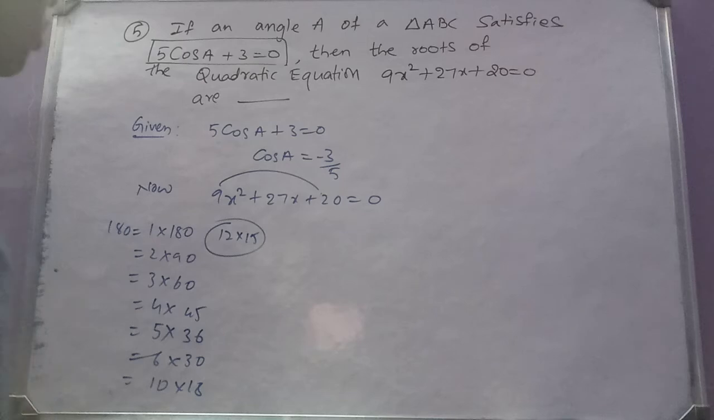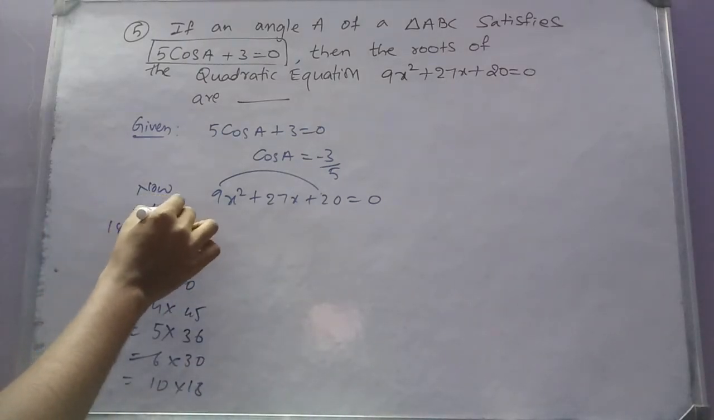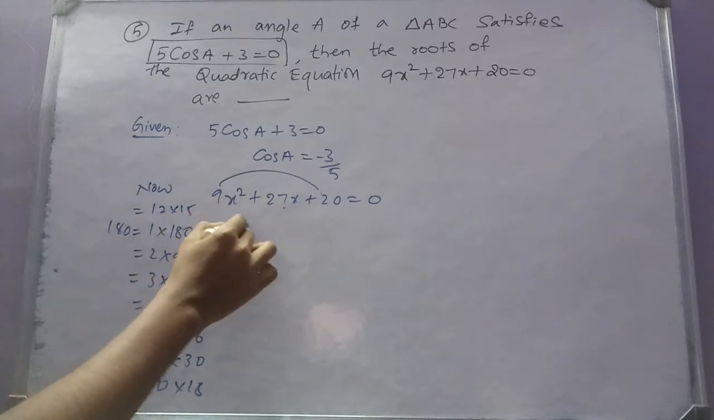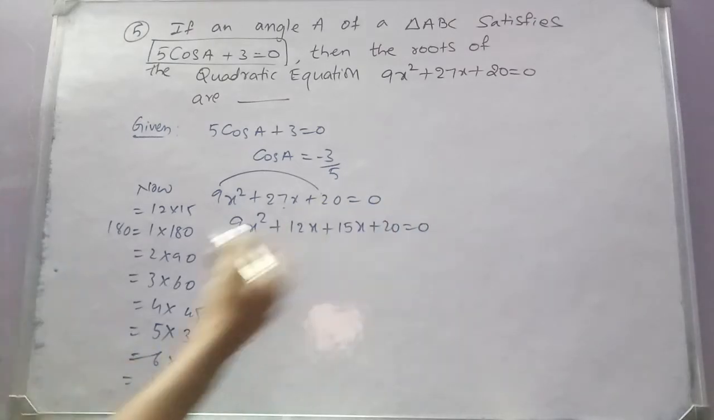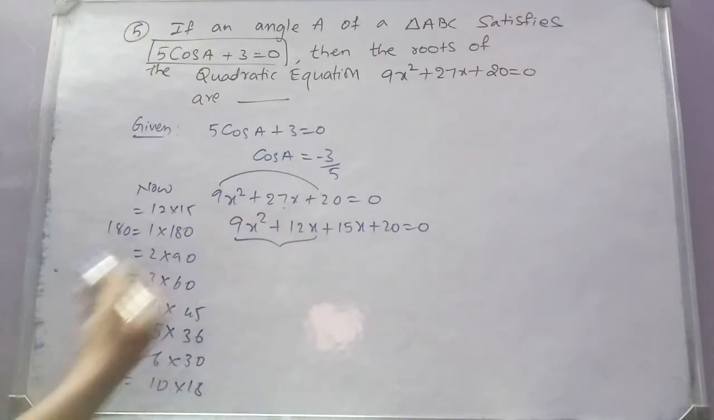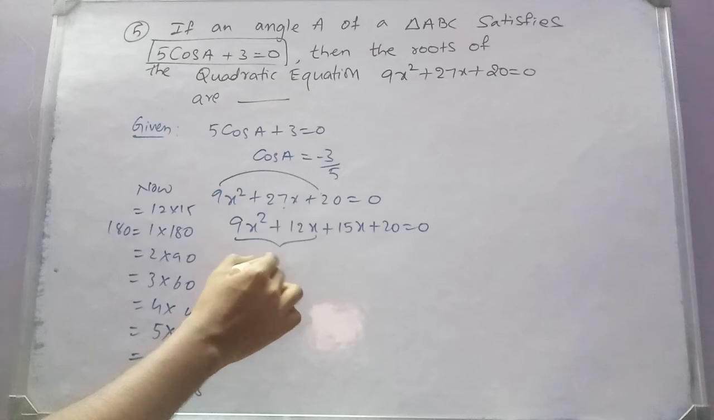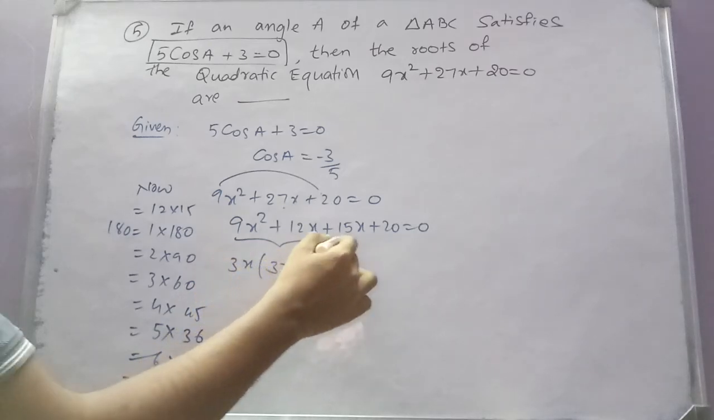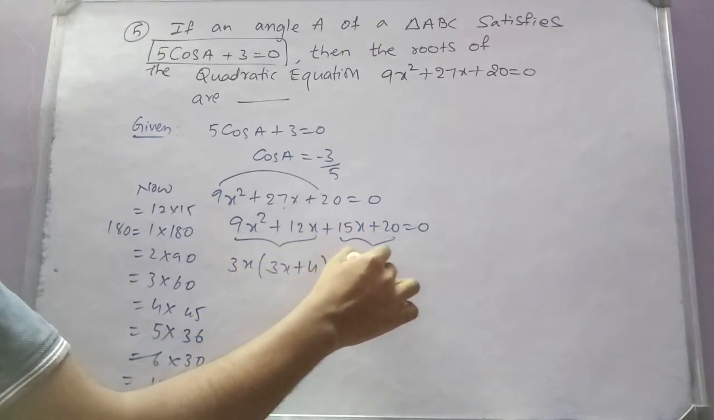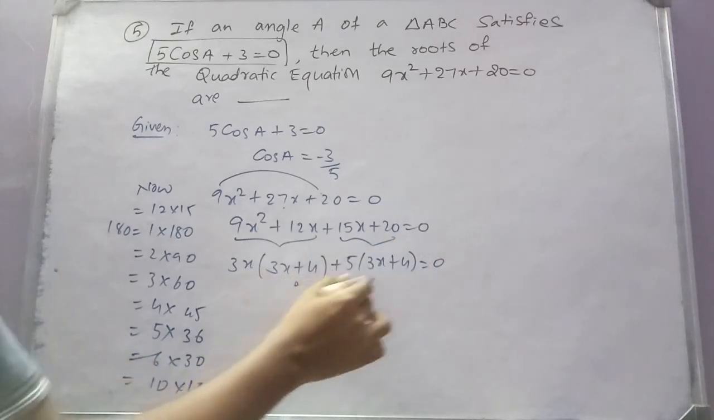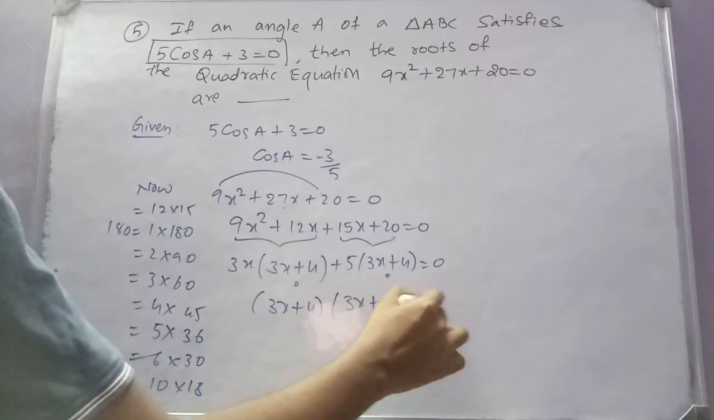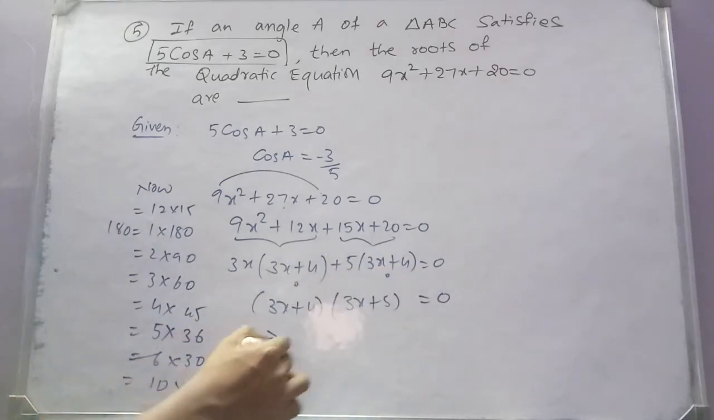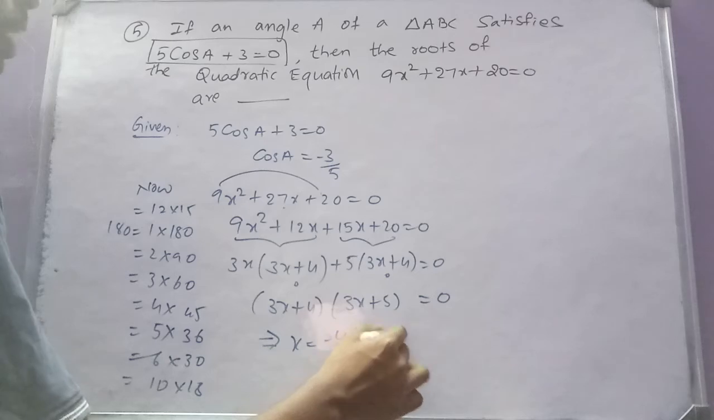So if you split the middle term as 12x and 15x, you'll get 9x square plus 12x plus 15x plus 20 equal to 0. You can take 3x common, you'll get 3x plus 4, and here you can take 5 common, you'll get 3x plus 4. Here and here you can take 3x plus 4 common into 3x plus 5. So therefore the roots are x is equal to minus 4 by 3 comma minus 5 by 3.